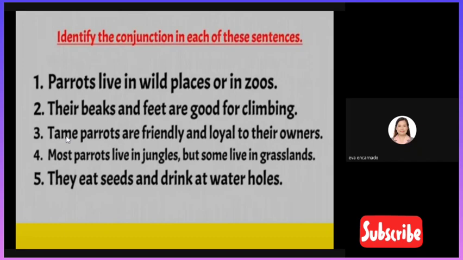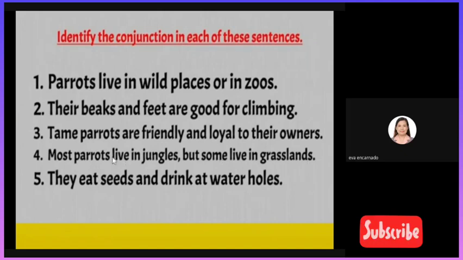Number 3, tame parrots are friendly and loyal to their owners. So the coordinating conjunction is the word and. Number 4, most parrots live in jungles. Tama? But some live in grassland.